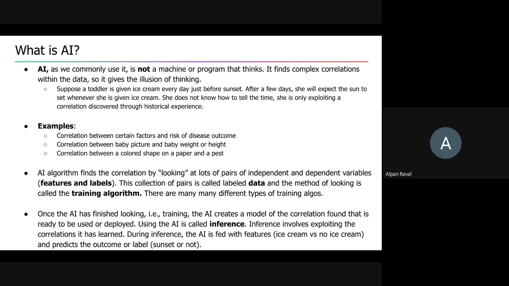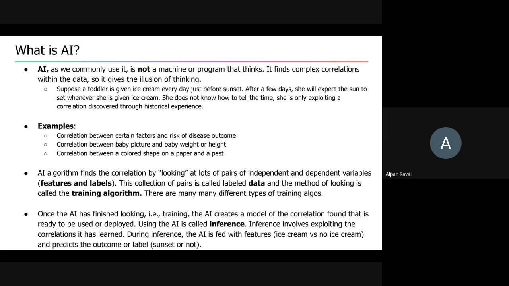So after a few days of this, she's going to expect the sun to set whenever she's given ice cream. She'll look out of the window and check, has the sun set? Because she knows about this correlation. This, in a nutshell, is exactly what AI does. It's as simple as this, in some sense.